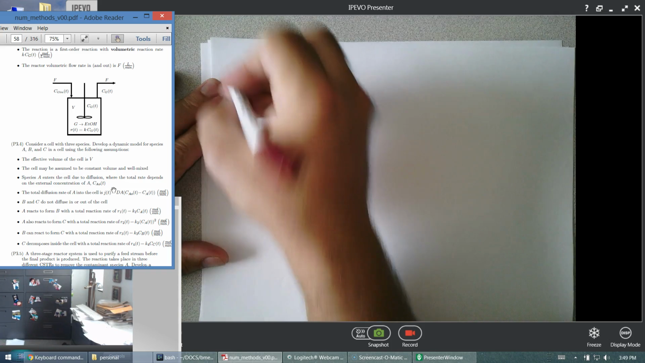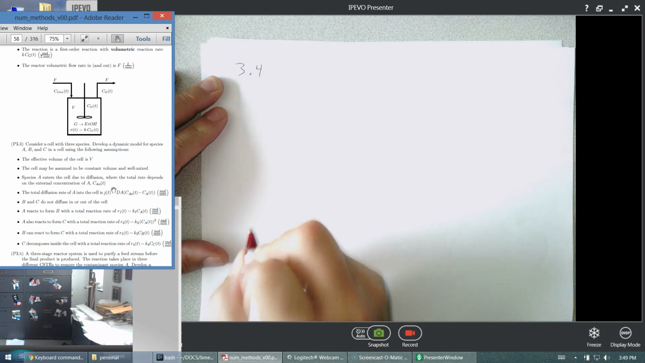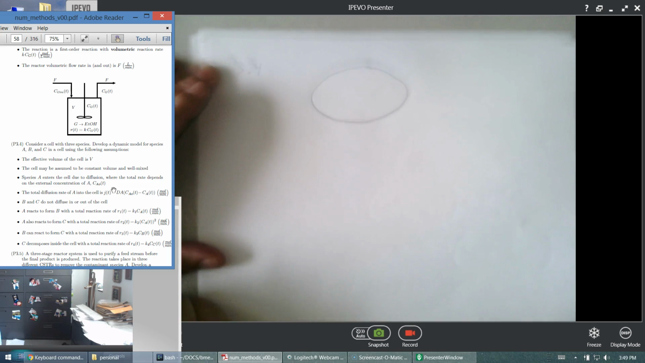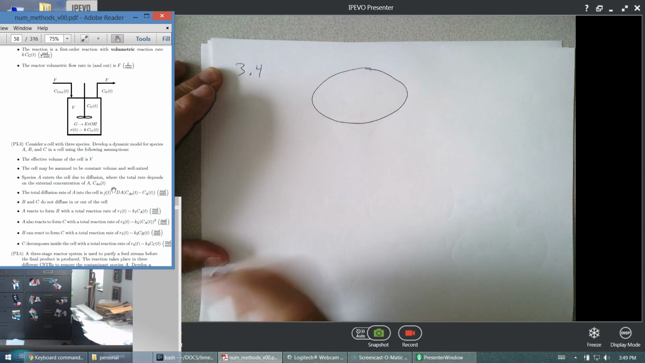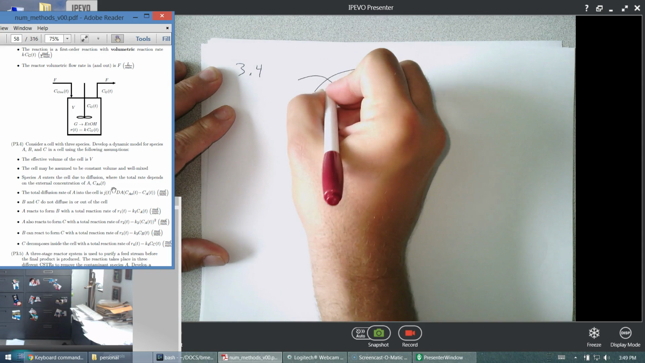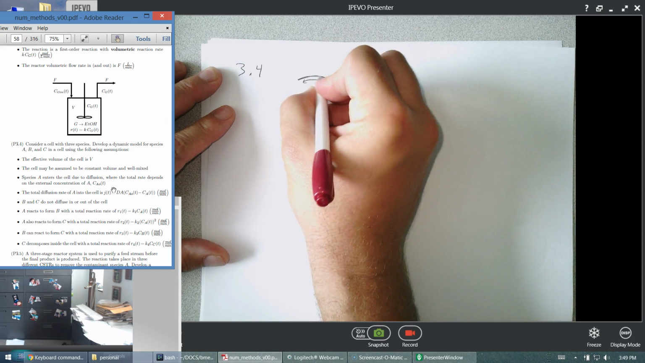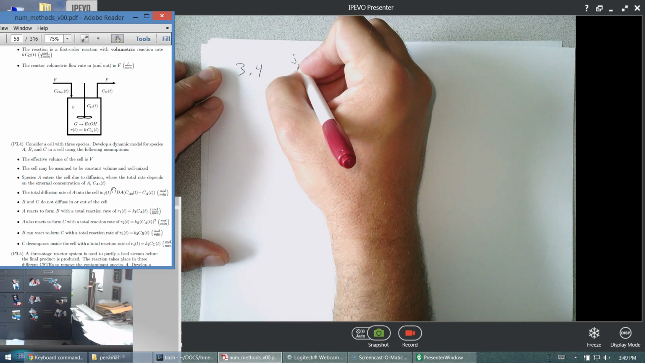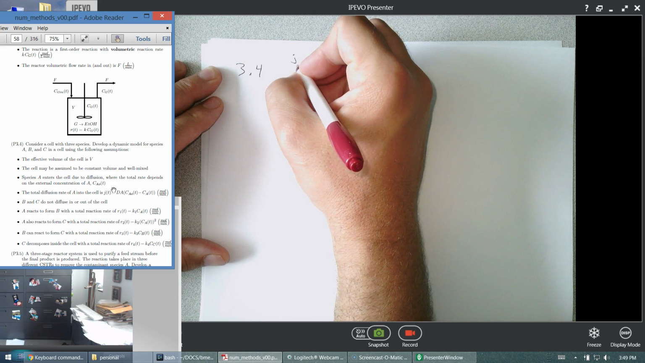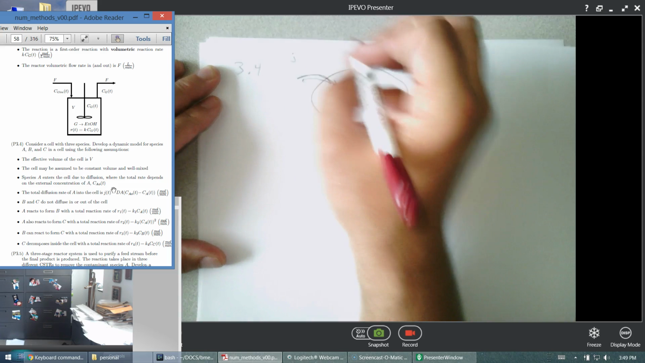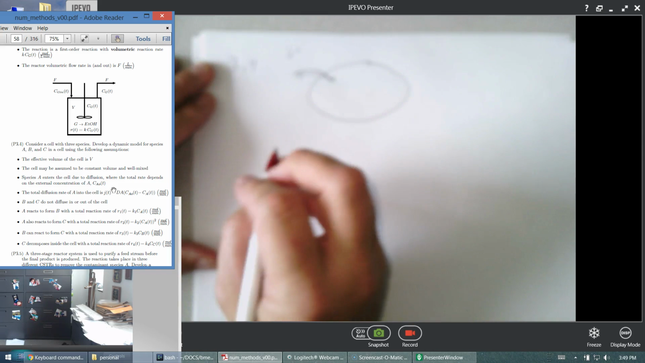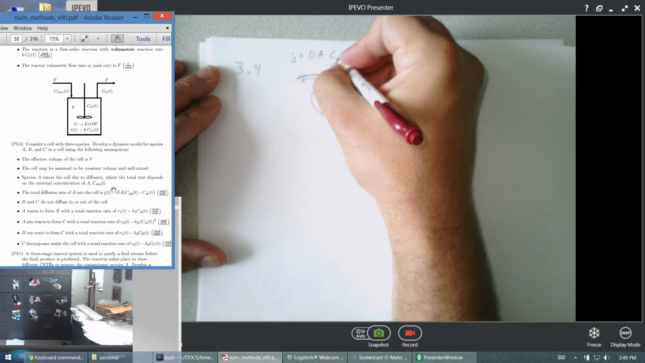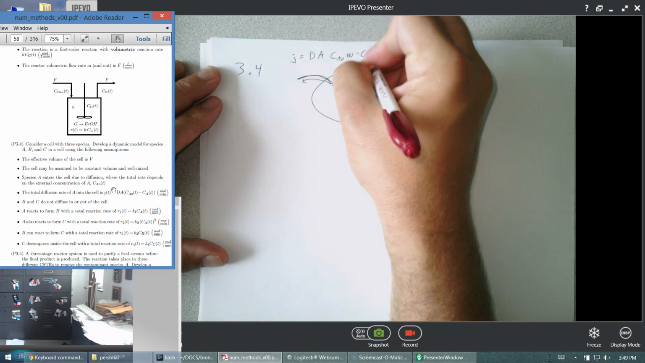What have we got? 3.4. We have a cell. We have a diffusion rate of A into the cell. It's diffusing, so it can go either way. We're going to assume it goes in. And that's J sub A, J of T, just J. And that value was dA Ca0 of T minus Ca of T.